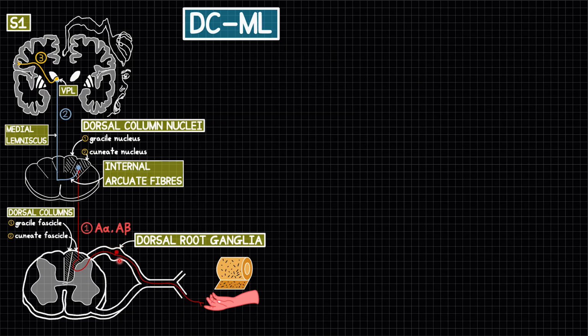I will have my first order neuron in red with its cell body in the dorsal root ganglia. It will project from my fingertips through the dorsal root into the dorsal part of the spinal cord, ascend via the dorsal columns, in this case specifically the cuneate fascicle, and remember that this first order neuron is going to be heavily myelinated as either an A alpha or A beta fiber. It will ascend and reach this dorsal part of the medulla oblongata and synapse there. In this case, it will synapse in the cuneate nucleus, which is one of the dorsal column nuclei.